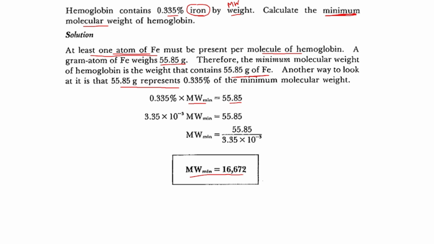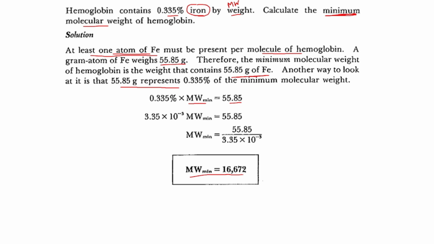Whenever in competitive exams you are asked this type of question, you will always be given a molecule, and they will always consider one particular element. For example, here they have given a hemoglobin molecule and they have told about iron only, although hemoglobin is made up of other entities. So we have solved this problem with respect to iron. What would be the minimum molecular weight if we have only one atom of iron?